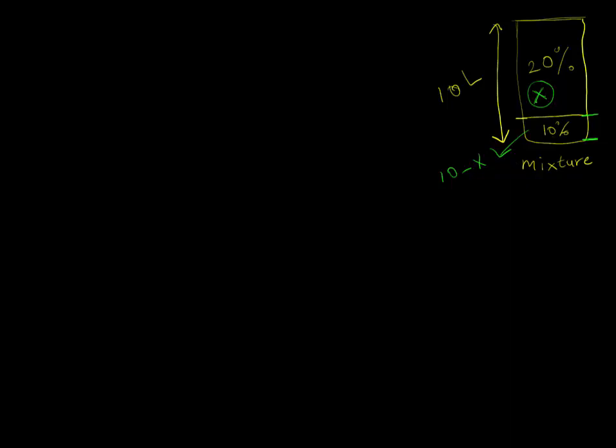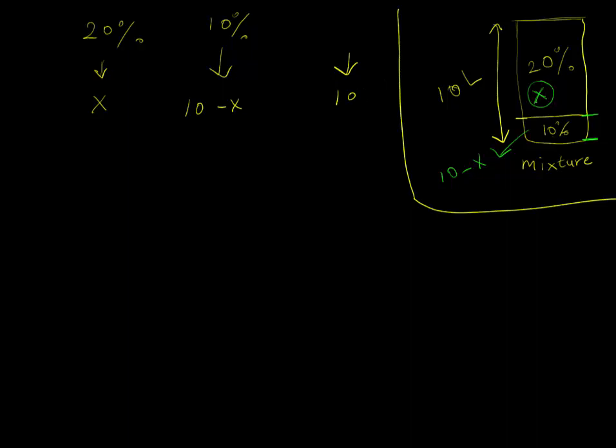Okay, so what do we know? That 20% mixture, we are going to add X of it. 10% mixture, we'll have 10 minus X of it. And the total mixture that will be 10 liters will be of 19%.